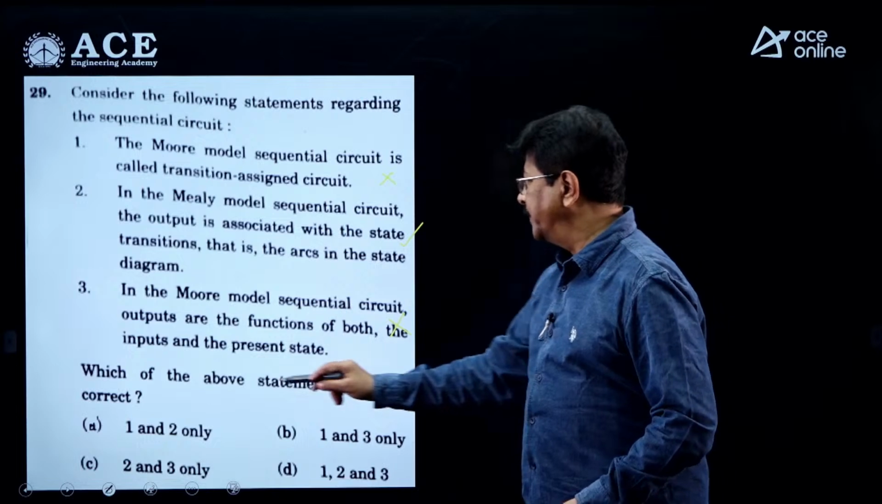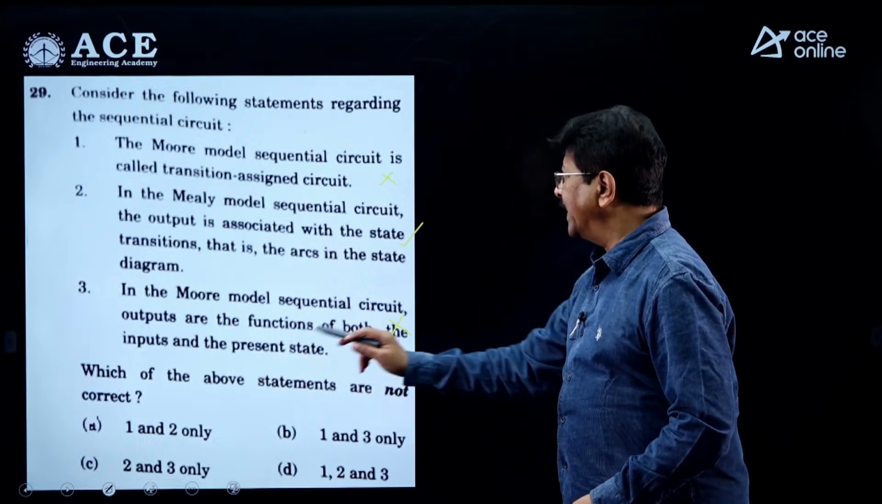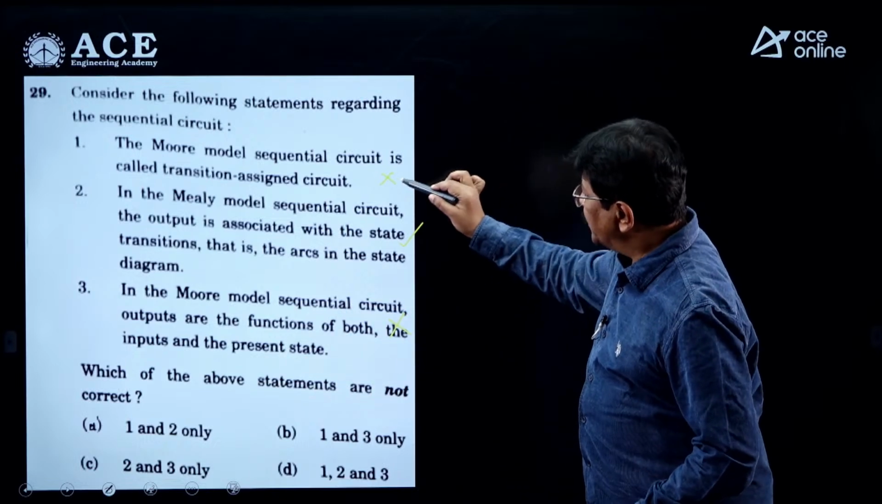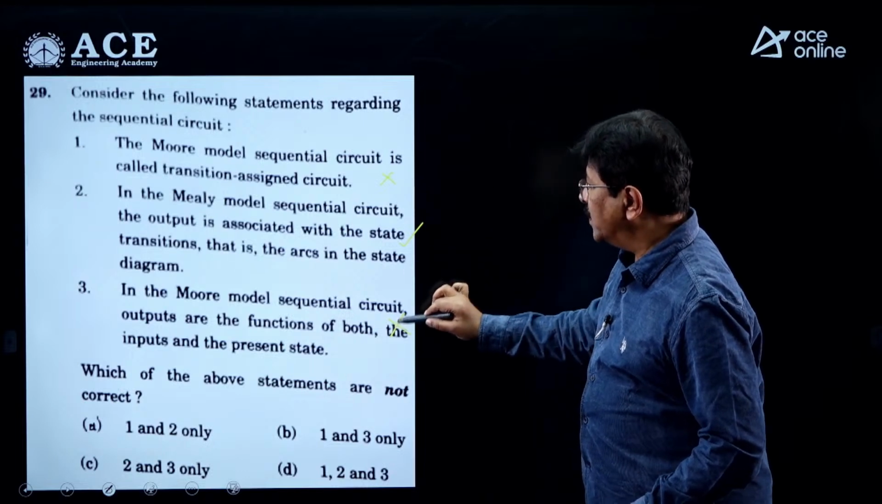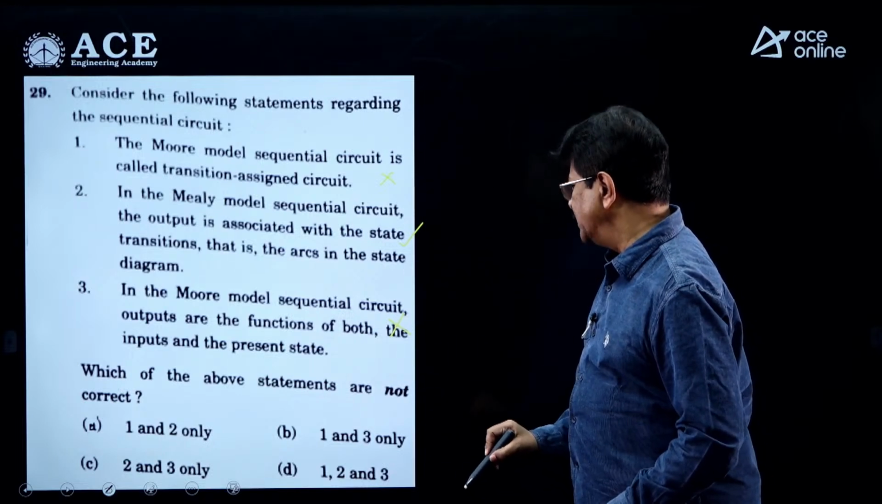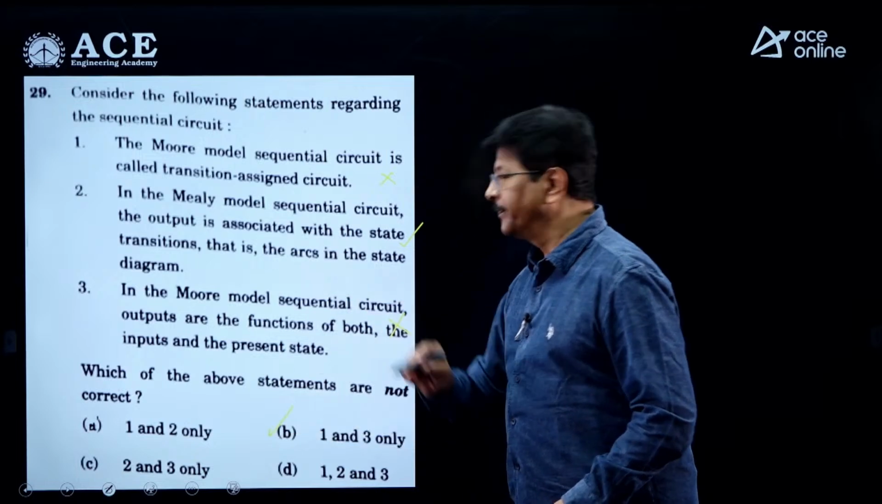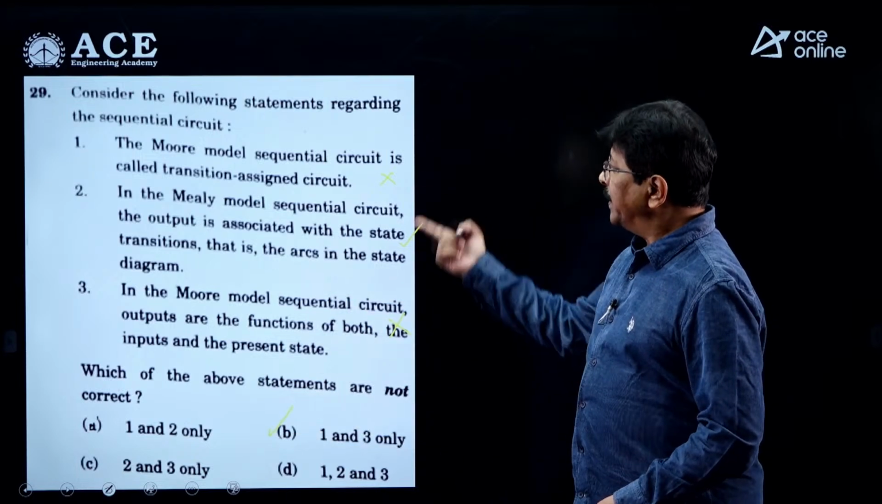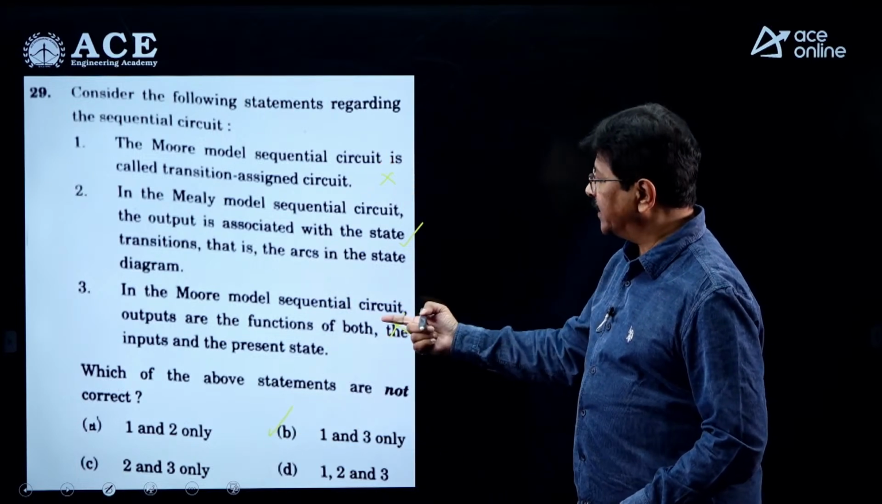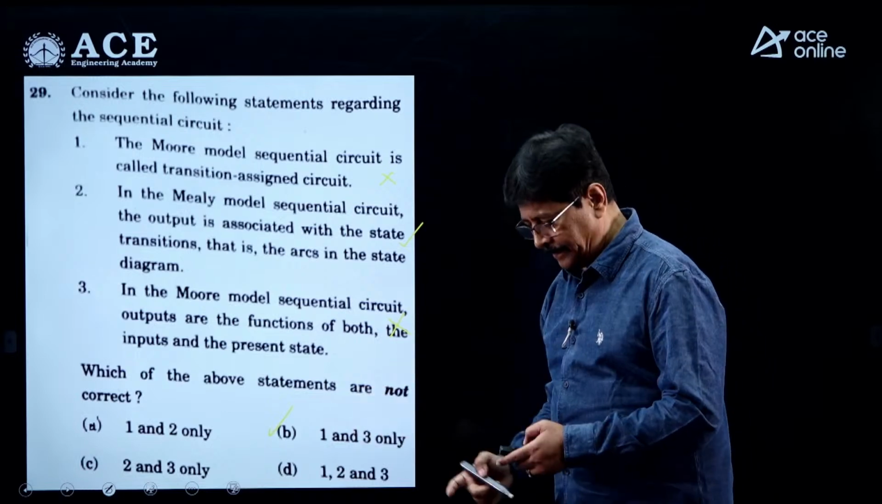So what did he ask you? Which of the above statements are not correct? That means the first one and the third one are not correct. 1 and 3 only. So this is the answer to this. The second one is a correct statement. First and third one incorrect. So the correct answer is B.